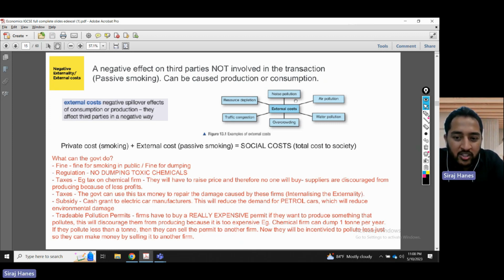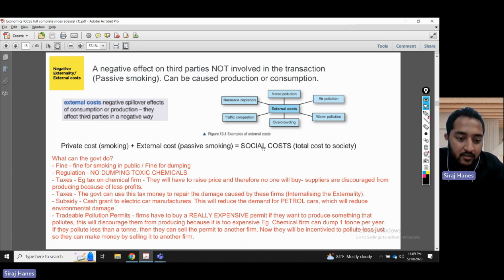Some examples: noise pollution, air pollution, water pollution, overcrowding, traffic congestion, resource depletion. All these are external costs, cost to the third party. So the private cost of smoking, I smoke, my cost, plus the external cost of that person paying for his lung damages because of me. When you add both together, it's called the social cost. It's the total cost of society. So now, what can the government do about this?